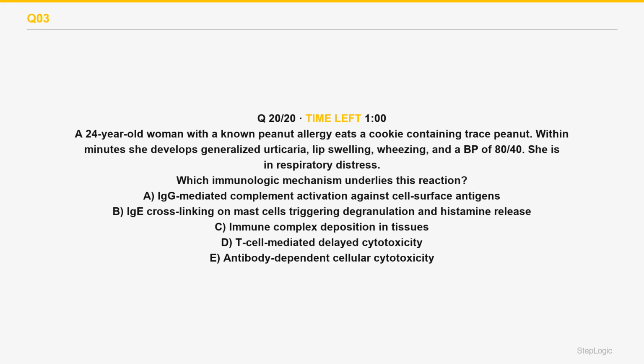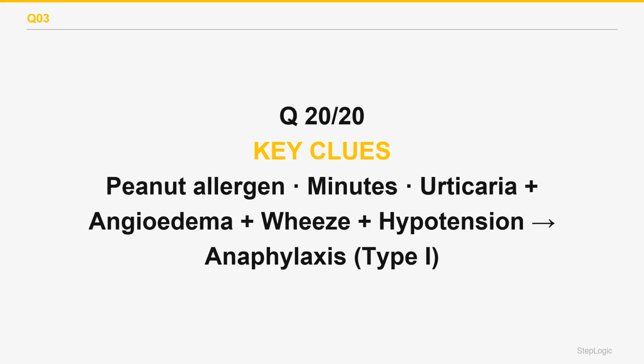Read the command: immunologic mechanism. Known allergen exposure, minutes onset, urticaria, angioedema, wheezing, hypotension, anaphylaxis, a type I hypersensitivity reaction. Anaphylaxis is the systemic form of type I hypersensitivity.